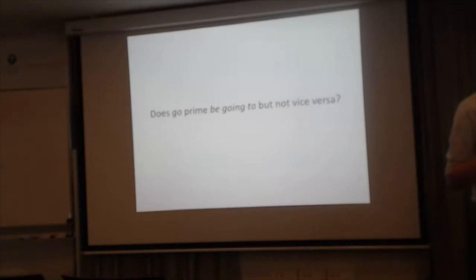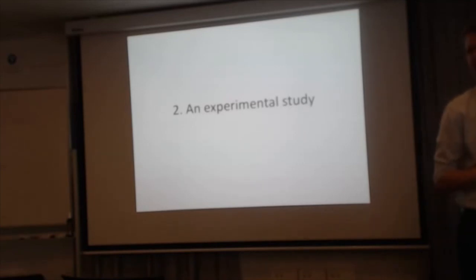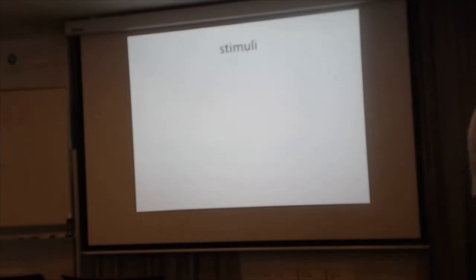Of course, we did not just look at be going to, but we looked in fact at a whole range of different pairs of grammatical forms and their lexical counterparts. So in order to find out whether something like this is actually going on, we designed an experimental study which was meant to assess whether the asymmetric priming hypothesis makes the right predictions in language processing in real-life speakers. All right, so what did we do?